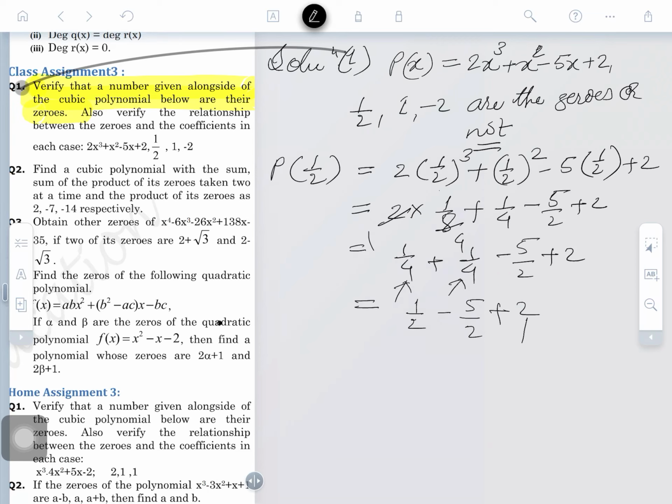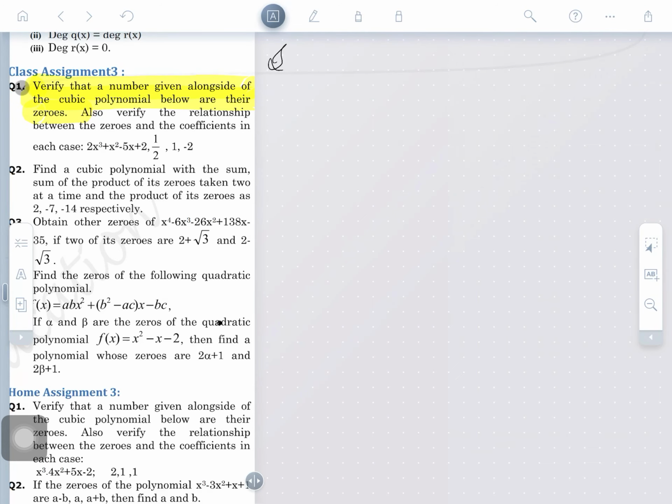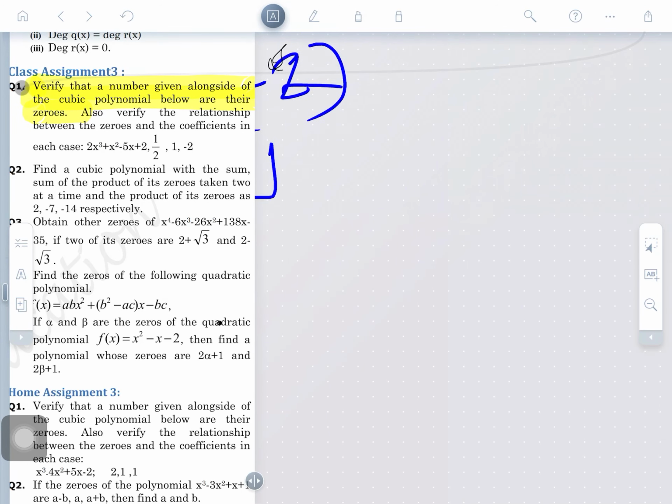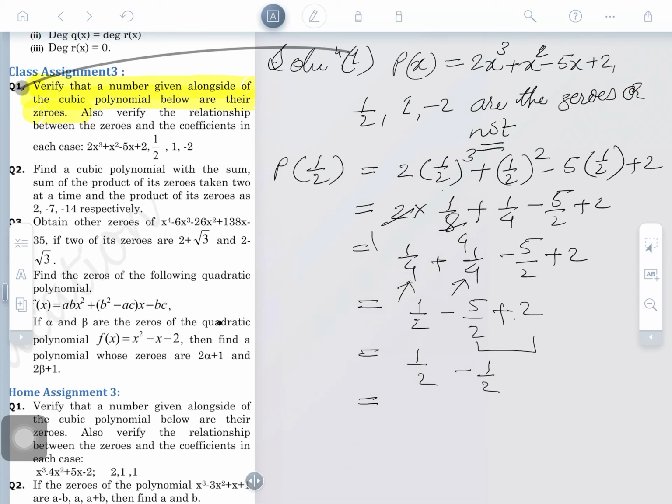Directly the solution can be made here. 5 by 2 means 2 and a half. So negative and positive, and the sign of the greater will come up. What will be their difference? The difference is minus half, and here plus half will come. So minus half plus half, 0 is coming here.